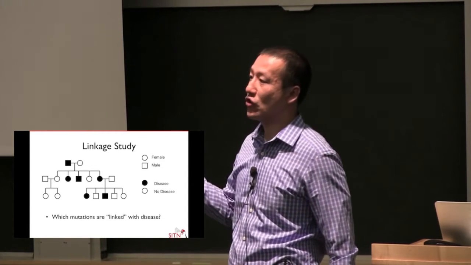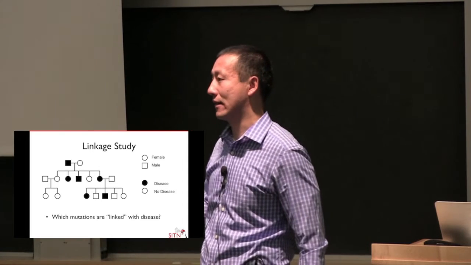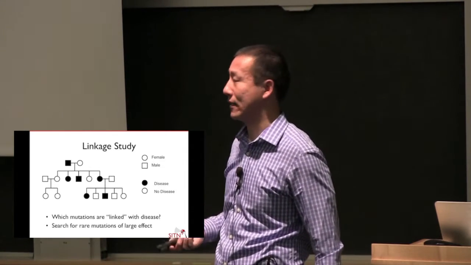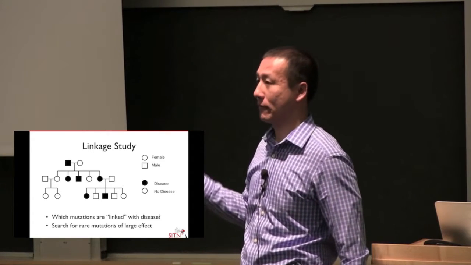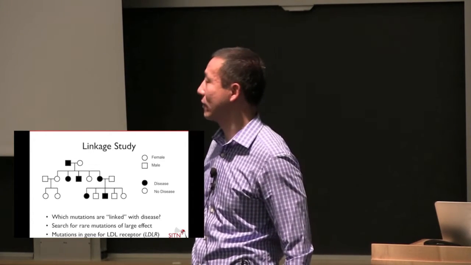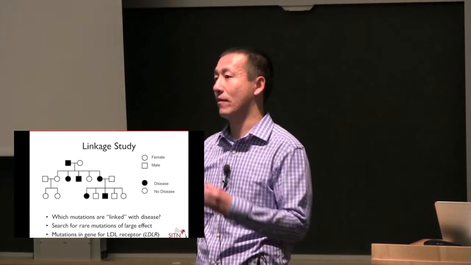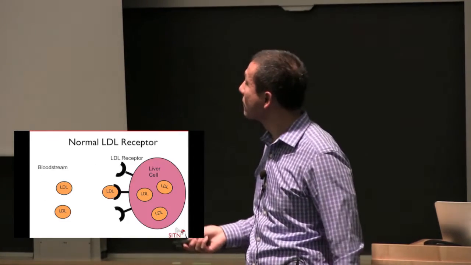And because the genetics is a single mutation of large effect that causes you to have disease, we're only going to look for these rare mutations that have a huge effect here. And remarkably, if you do this study, you can find mutations in the gene that codes for an LDL receptor, which we talked about, that takes up LDL from the bloodstream into the liver cell.